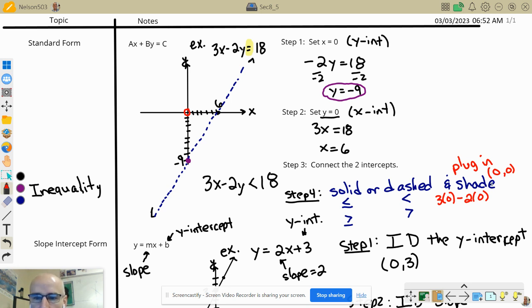So I take 0, 0, and I plug it into my inequality, and I get 3 times 0 minus 2 times 0. Is that less than 18? Well, yes, because 0 is less than 18. So let me just put that word over here. Yes, I want that point. But you know what? If I would have tested out 1, -1, that would have worked. If I would have tested out 1, 1, that would have worked. I could test out any point over here and it would have worked because this one works. So all of them work in that direction. So what we're going to do is shade in that direction.